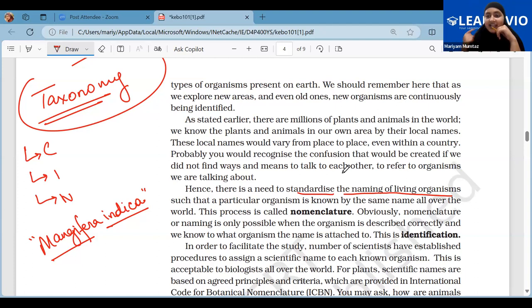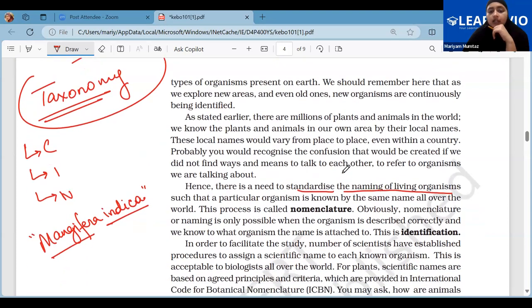So you get what I'm trying to say, that the scientific name is there so that every place would know that particular organism with that name. Same goes for all the variety of plants, all the animals, humans, even microorganisms. Every single one. So this is why we do naming, to remove the confusion and to make the name worldwide so that everyone knows any organism by that particular name. Standardizing the naming of living organisms such that a particular organism is known by the same name all over the world is known as nomenclature.